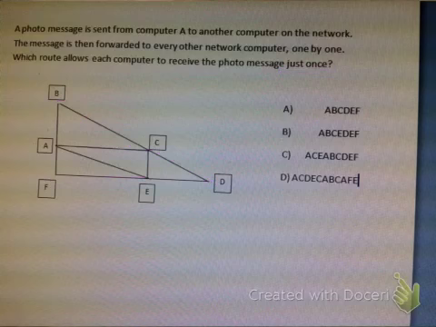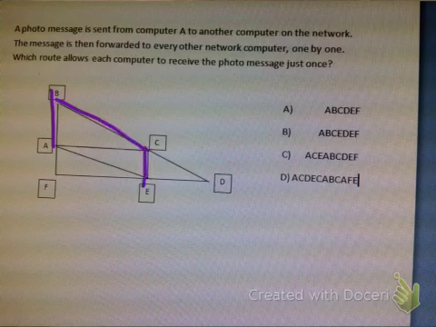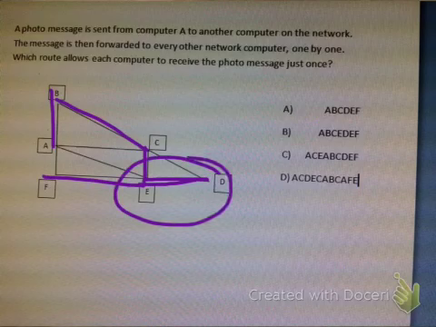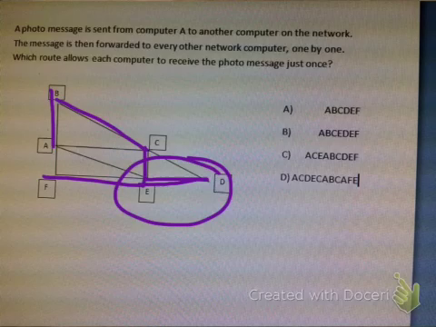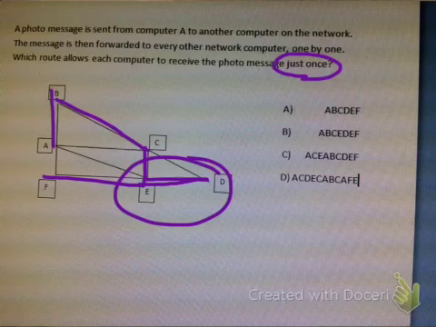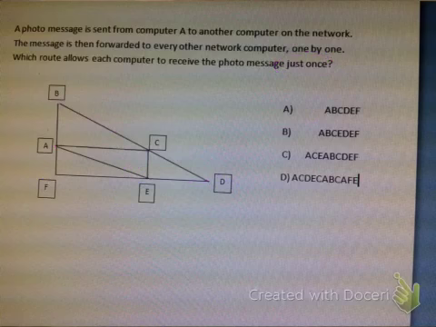Now, for B, it says the route would be A, B, C, E, D, E, F. So let's try that out. A, B, C, E, D, E, F. Alright, what have we noticed? This route from E to D gets used twice, which is something that we don't want, because we want every computer to receive the photo message just once. So B wouldn't work.